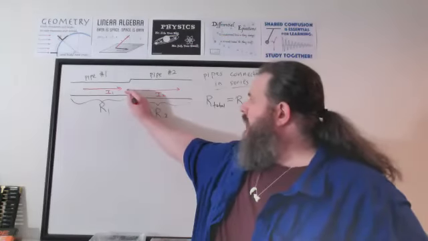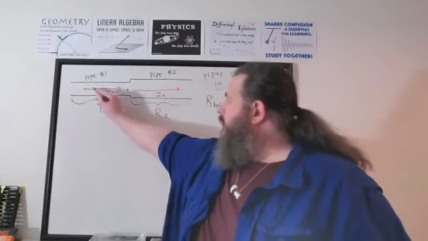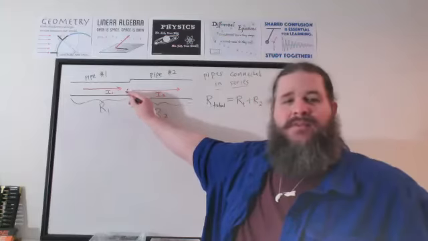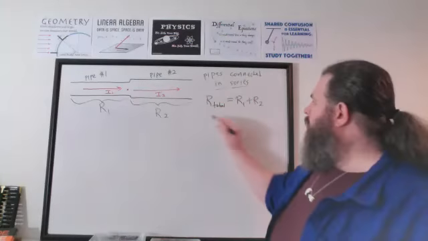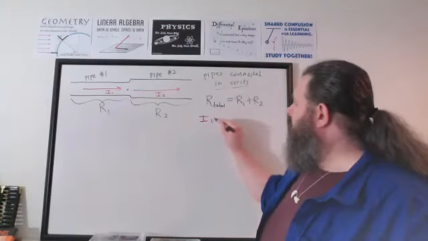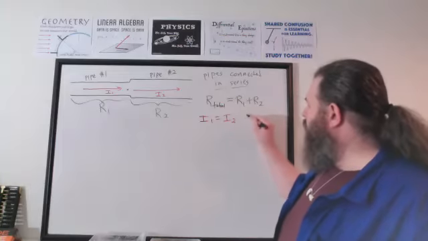We could also think of that as at this point where they join together, the current flowing into that point has to match the current flowing out of that point. The currents have to be the same due to the continuity principle.